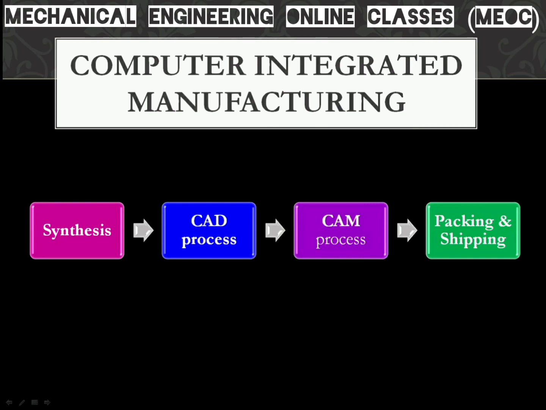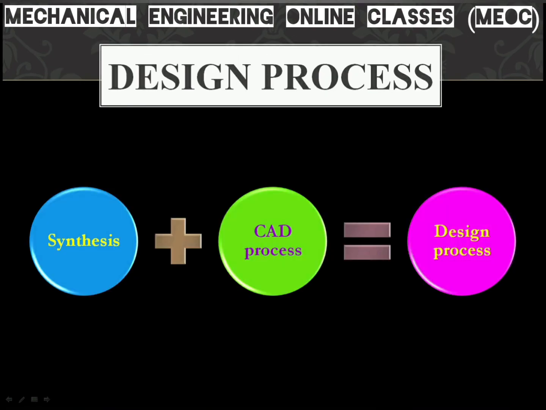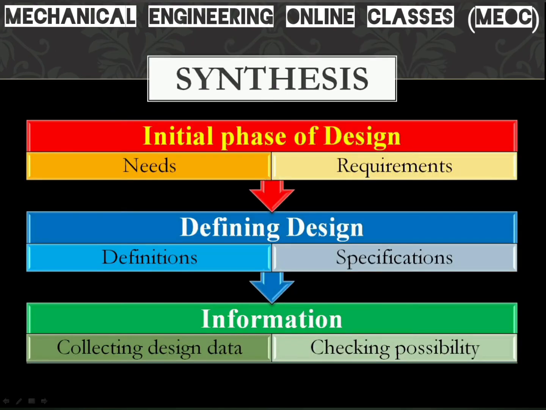The flowchart can be seen here. First comes the synthesis, then the CAD process, then the CAM process, and once the CAM process is completed, it goes for packing and shipping. Synthesis combined with the CAD process is called the design process. Let's look at what synthesis is. Synthesis is the initial phase of design.